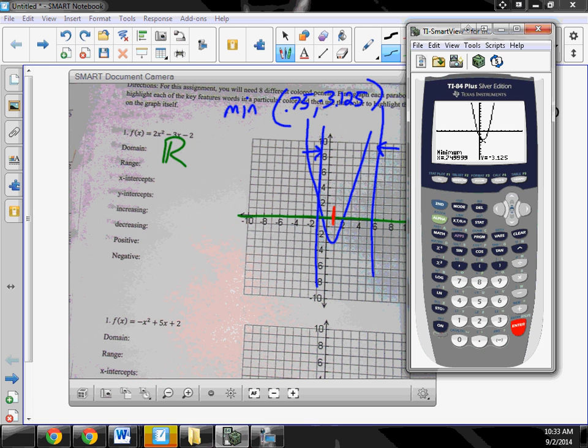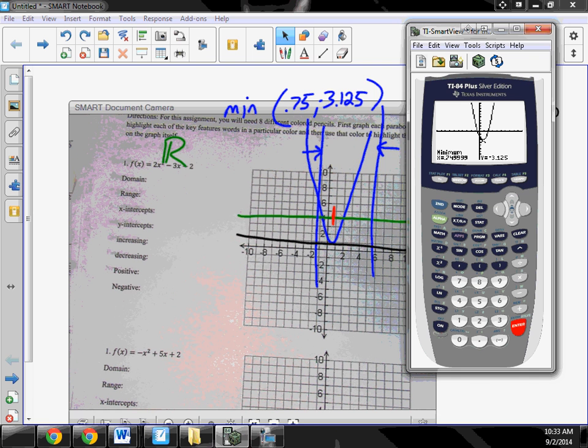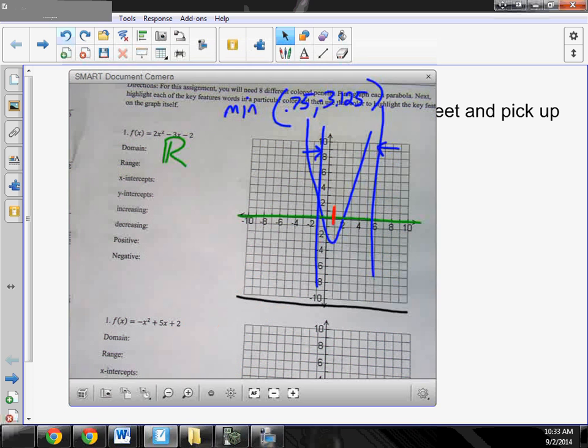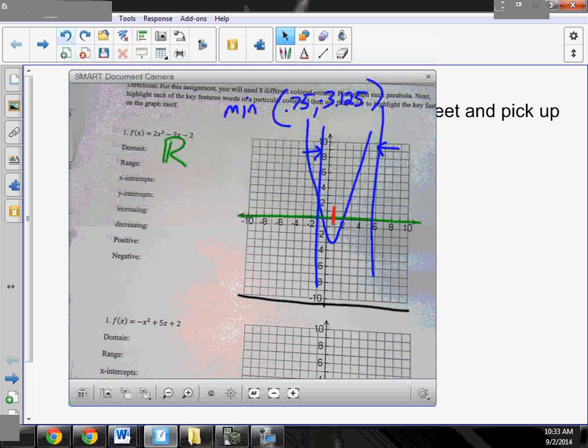Right, how far down does this graph go? Well, right here, -3.125. Everything below this does not exist. These y values are not part of the graph from there down. So, to represent that, there are two ways.